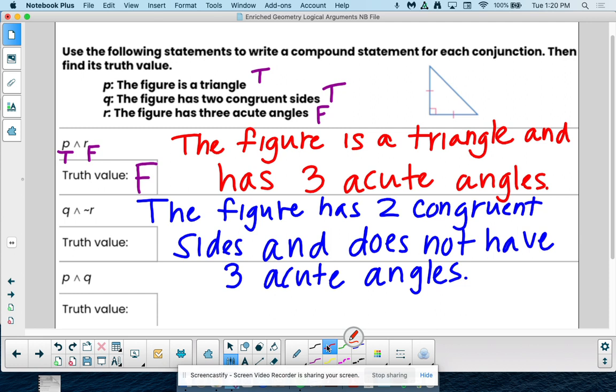Okay, let's come back here. What's the truth value of Q? True. What's the opposite truth value of R? True. So our overall truth value? True. Beautiful. Okay, you guys do the last one and I'll catch up to you. See how it goes and I'll type it out up here.